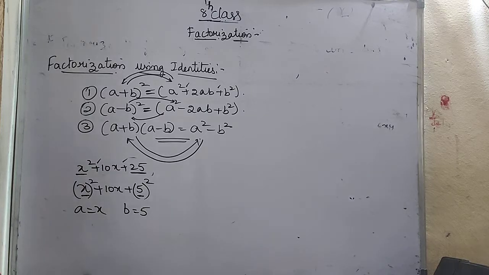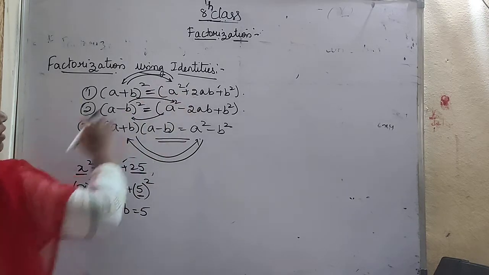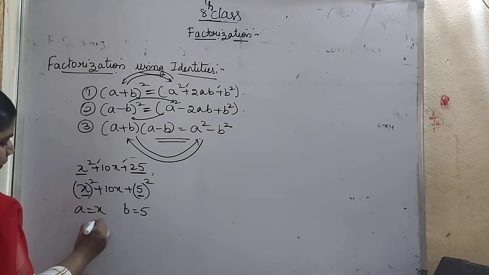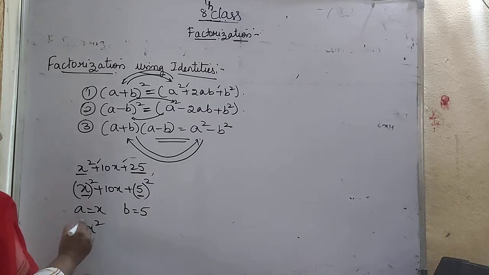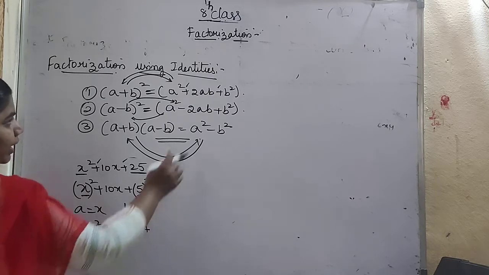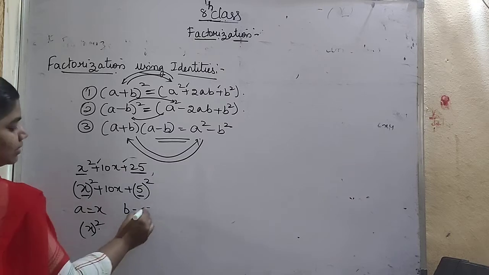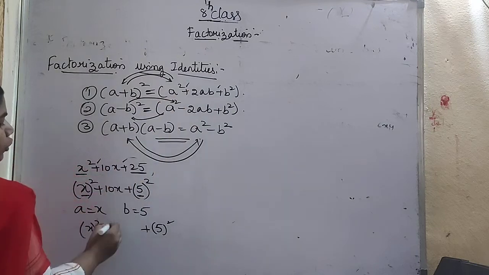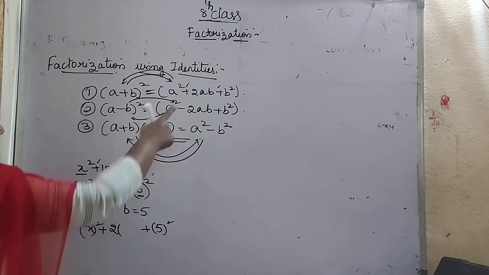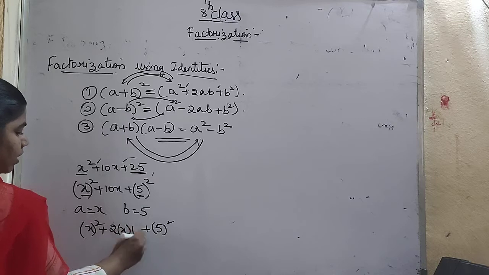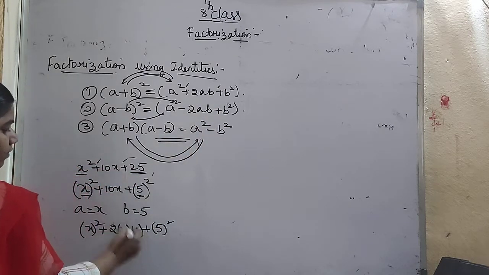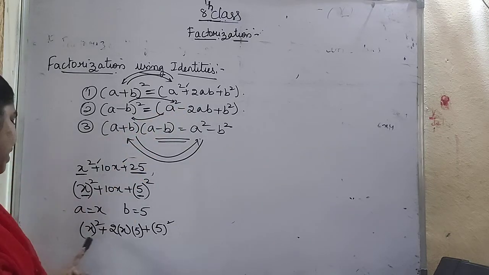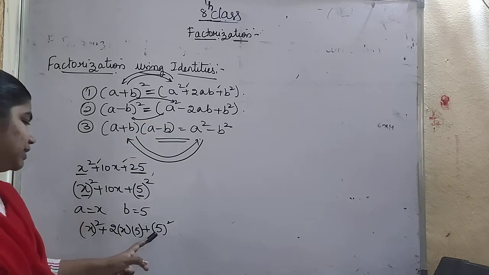Now what we have to do? We have to convert this into this form. a square is nothing but x square, and b square, the last term, is nothing but 5 square. And the middle term we write in this form: 2 is a constant, a value is x and b value is 5. Now this expression has been converted into a square plus 2ab plus b square.